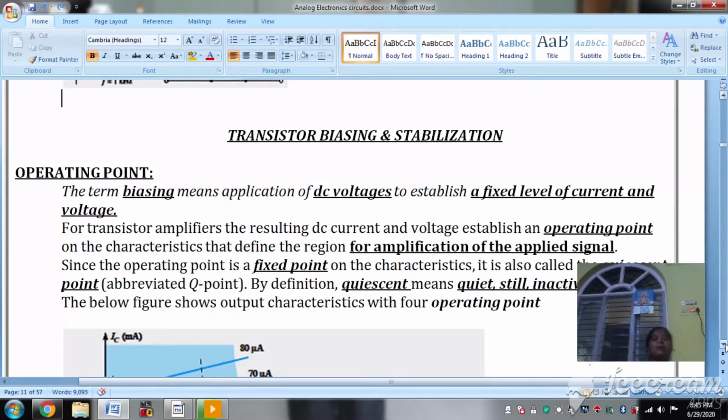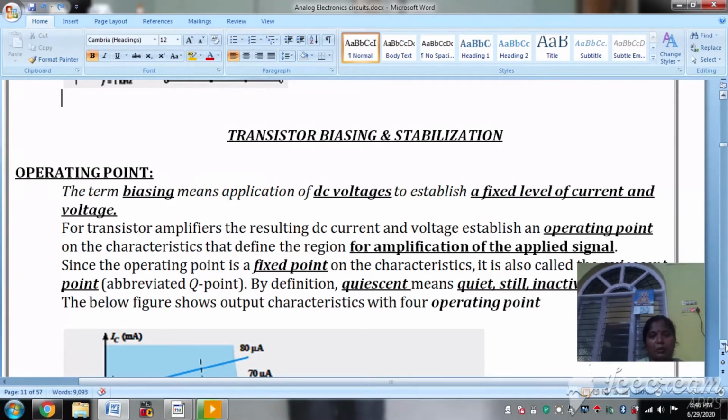Operating point means where the transistor will perfectly do the amplification. Operating point is nothing but the point where the transistor perfectly amplifies the applied signal. That is nothing but an operating point.